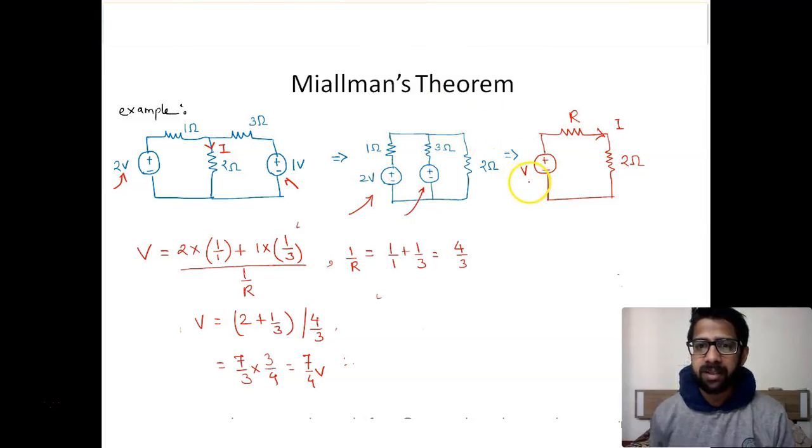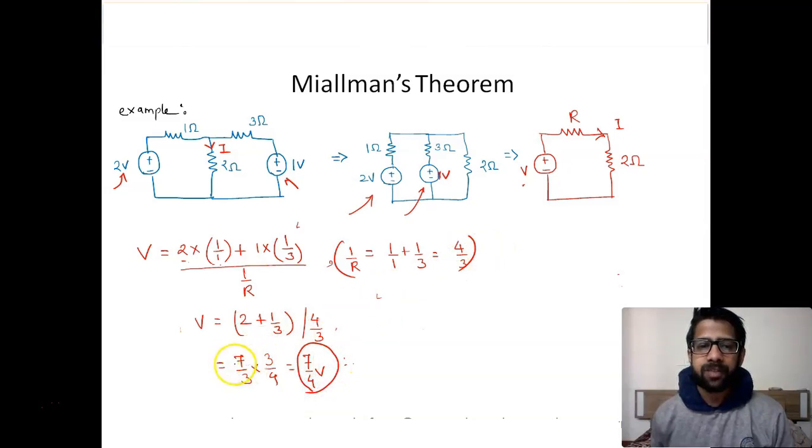by Millman's theorem statement. V will be given by the addition of the multiplications of the voltage sources and the admittances. So 2 into 1 upon 1, plus 1 into 1 upon 3, since this is 1 volt, divided by 1 upon R. Whereas 1 upon R will be given by the addition of all the admittances, which is 1 plus 1 upon 3, which gives 4 by 3. So the numerator is 2 plus 1 by 3, divided by 4 by 3, which ultimately gives us 7 by 4 volts.